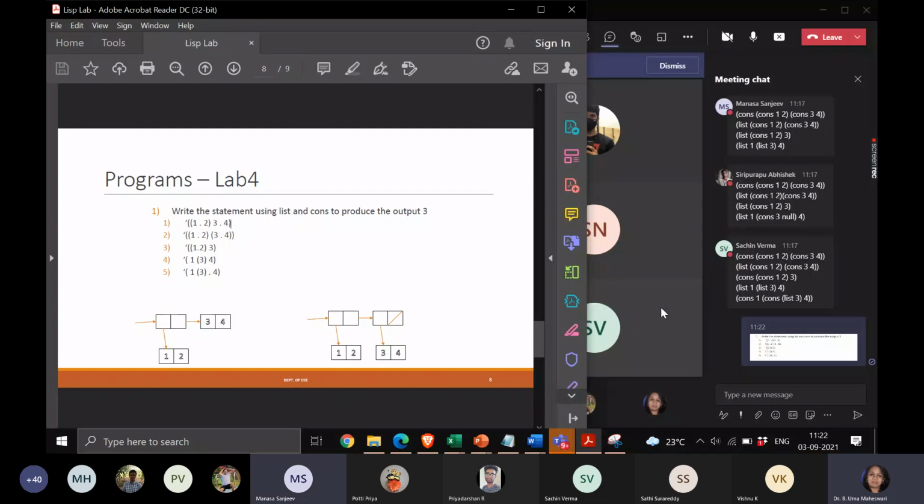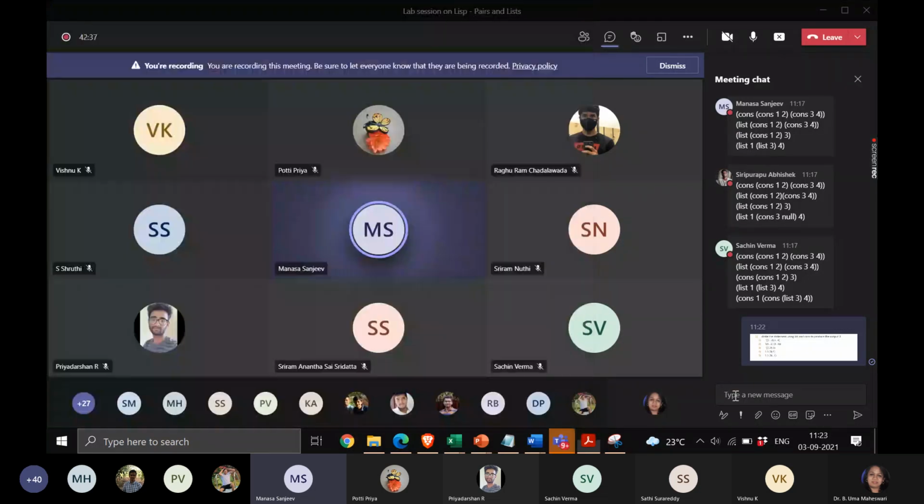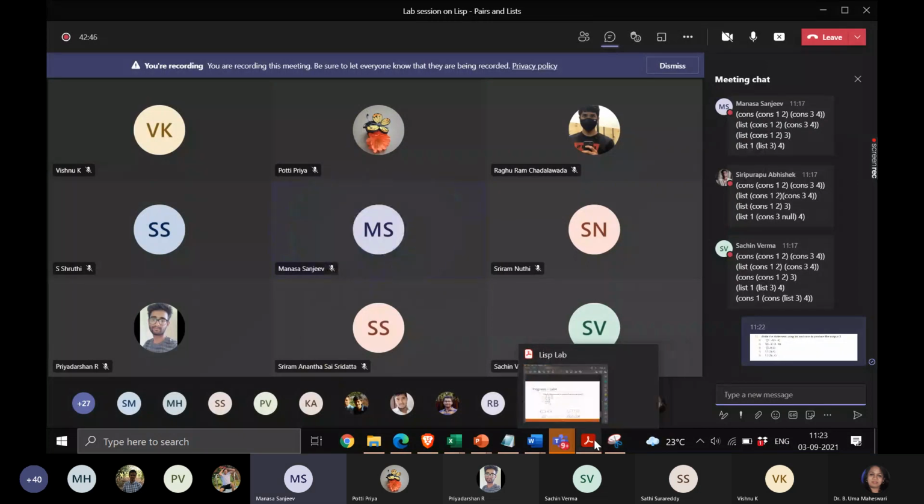Yes, ma'am. So I did it using list of cons 1, 2, and then cons 3, 4. But I think if we put cons again and put null, it'll give the same thing, if you have to use only cons and no list. Okay, so can you type it in the chat window? Yes, ma'am. Give me 2 minutes.